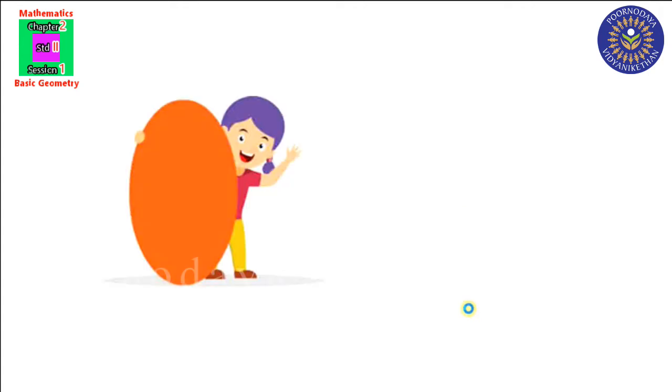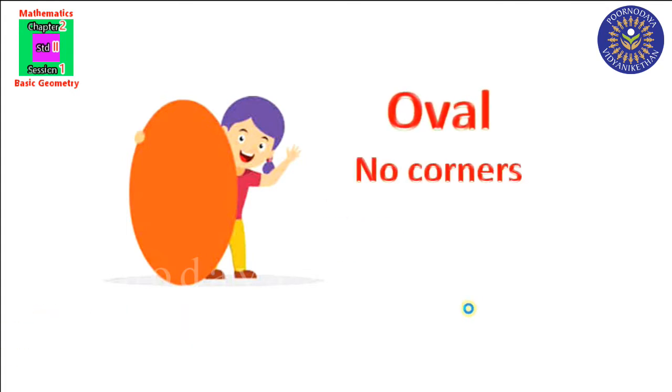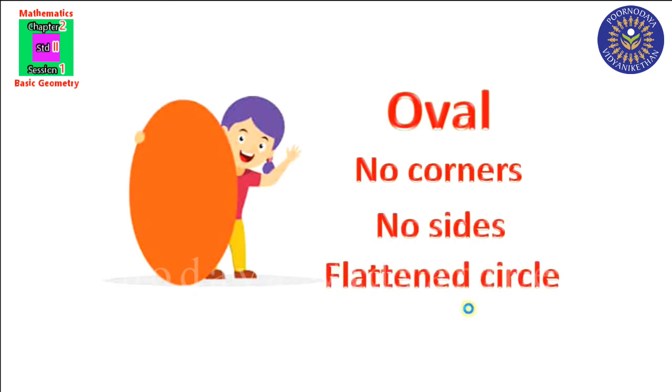Clear? Then next, tell me the name of the shape. Oval. It's an oval shape. It has also no corners. It has no corners, no sides. It is a flattened circle. An oval is a flattened circle.